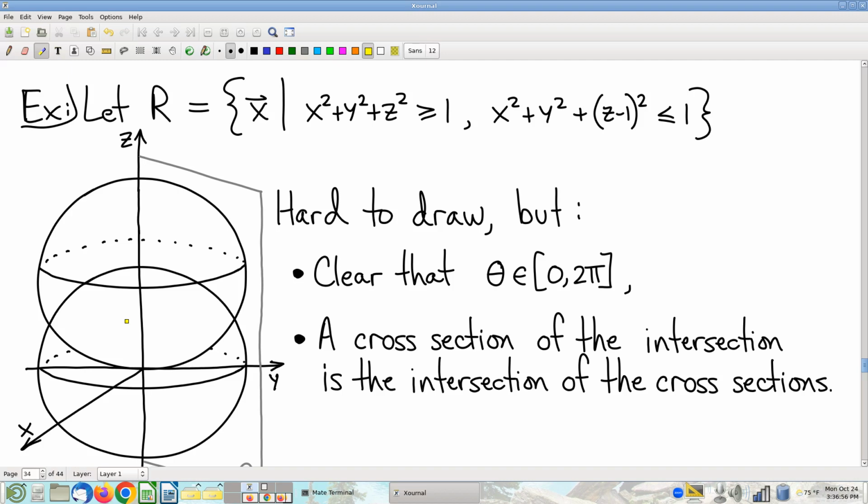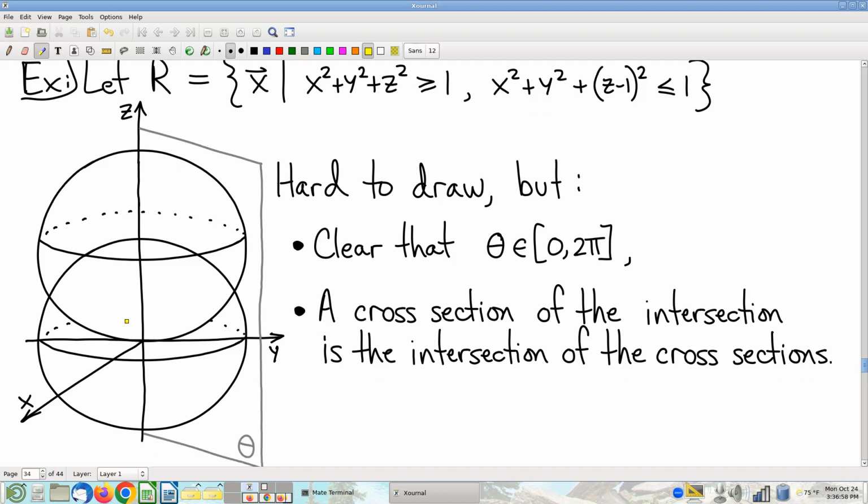And here's the big idea. The big idea is what I have written right here. You don't have to actually slice up the solid. You can slice up the components that go into defining the solid, look at those individual slices, and then work with those.